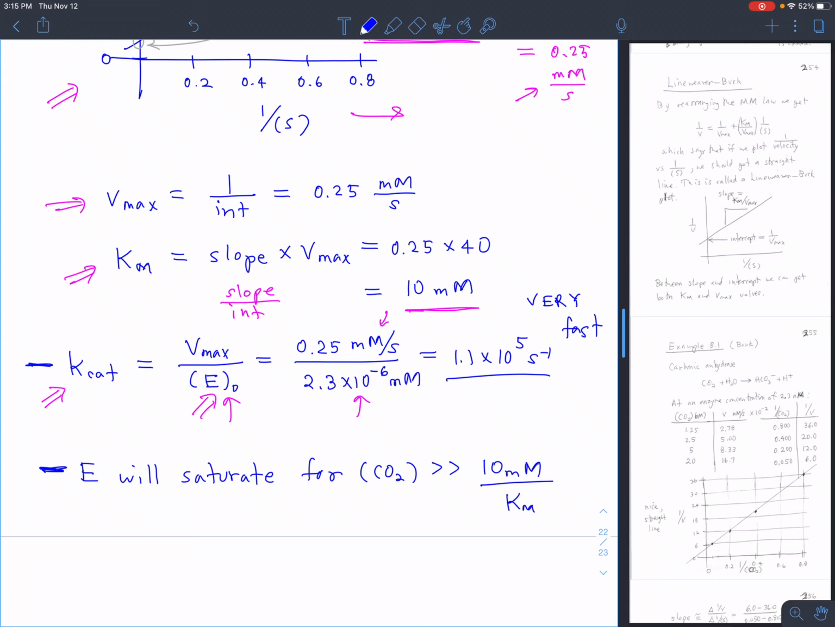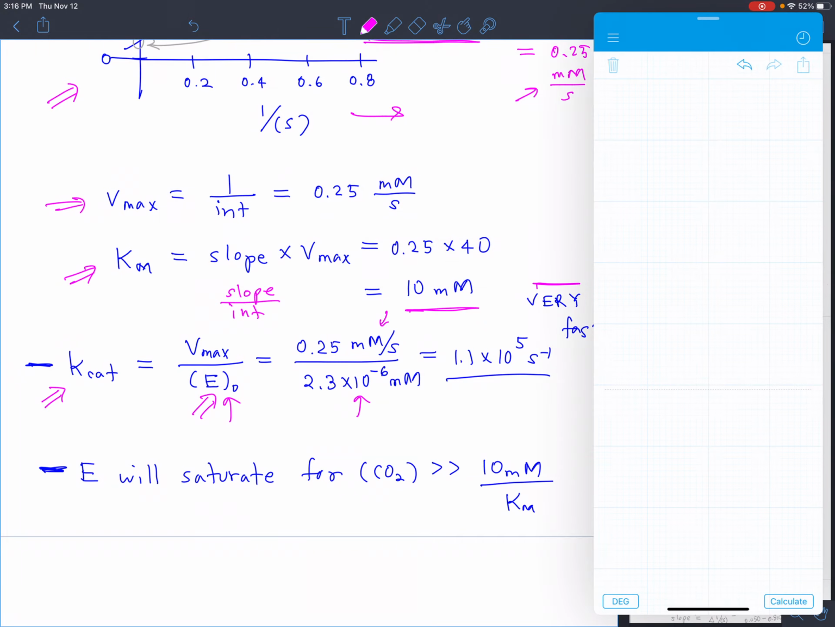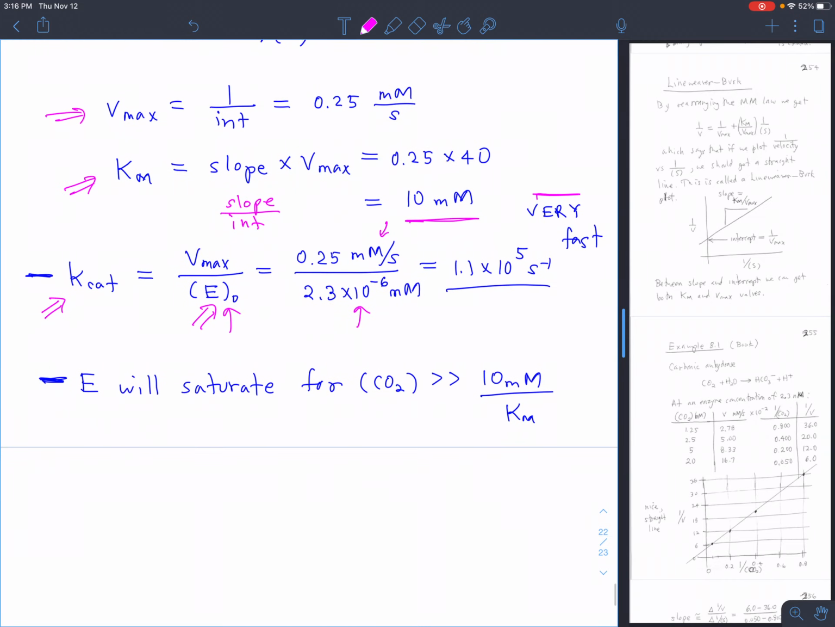I had the wrong number there. It's still very fast. I think that's right. Let's check that just to make sure. I don't need to. I'm pretty sure that's right. All right, so I got the right number even though I put the wrong exponent there. And so the enzyme will saturate for concentrations of CO2 much greater than 10 millimolar.